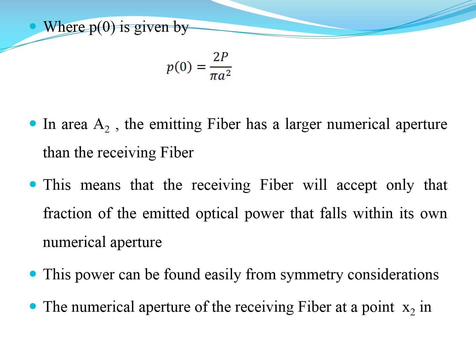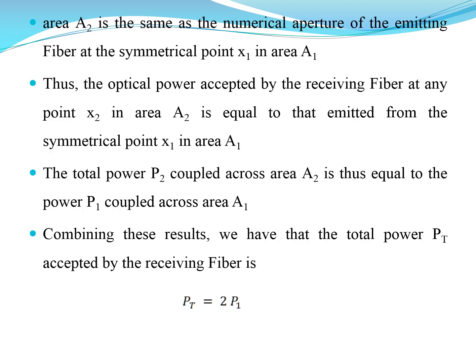So the numerical aperture of the receiving fiber at a point x2 in area A2 is the same as the numerical aperture of the emitting fiber at a symmetrical point x1 in area A1. It means that at a particular common area where I considered A1 and A2, the numerical apertures are found to be equal. So the power density at that point where the numerical apertures of both fibers are the same is found to be equal.